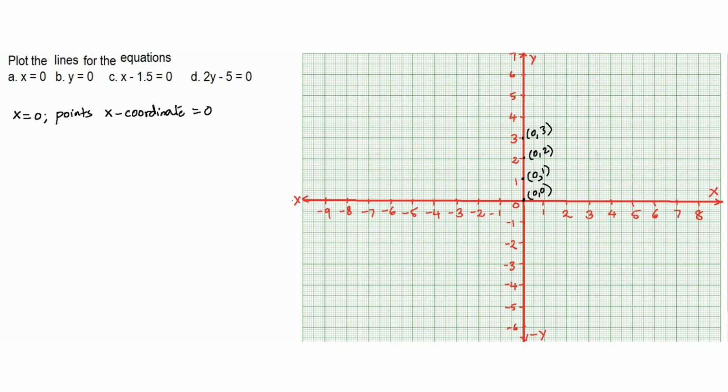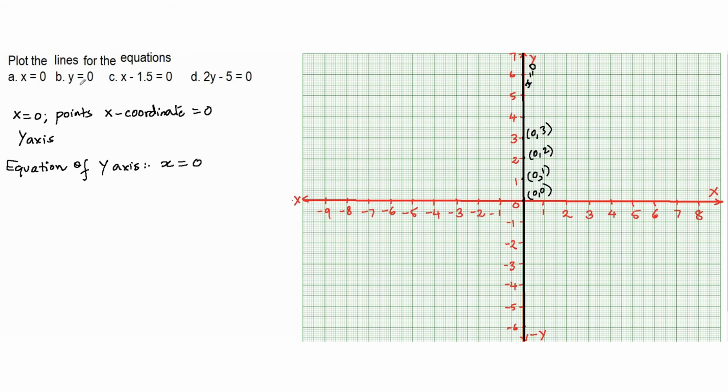So you will notice that all the points where x equals 0 happen to be the y-axis, and therefore I can say that the equation of the y-axis is going to be x equals 0. So the equation of the y-axis is x equals 0. This is one important conclusion.